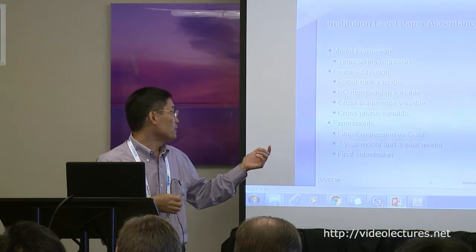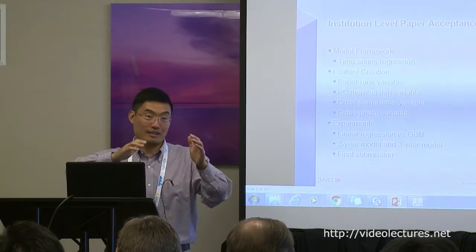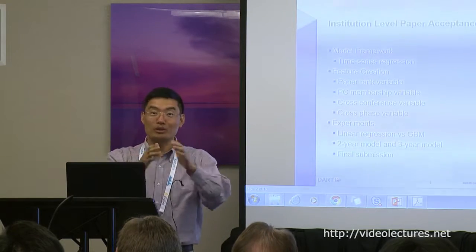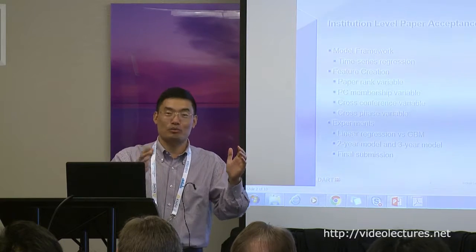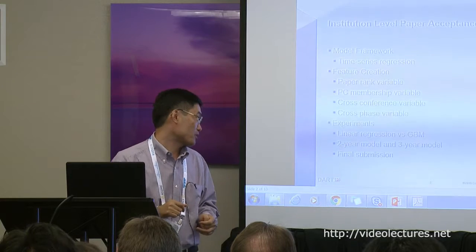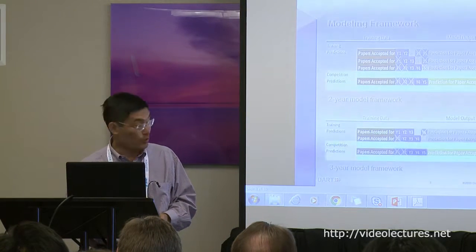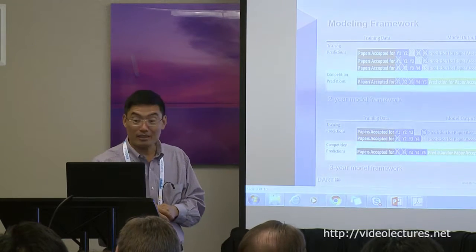And then we also looked at the 2-year model versus the 3-year model, because you have 5 years of history of data, right? You can use the last 2 years to predict the next year, or you use the last 3 years to predict the next year. So we compared those 2 model experiments. And then we will talk about the main final results. Here is the model framework.